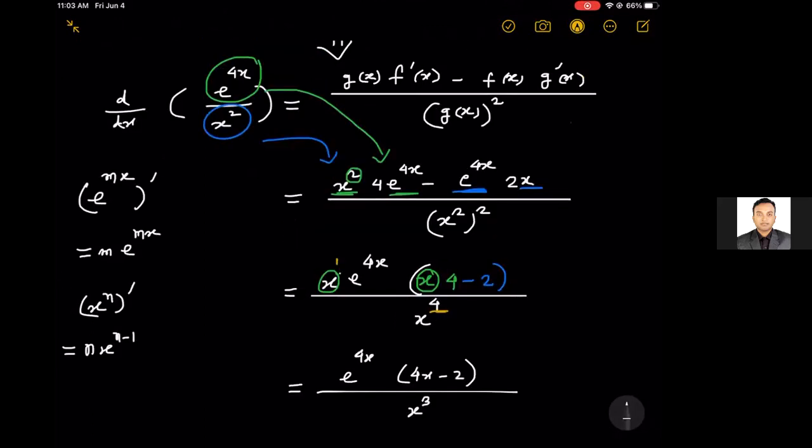I've just done some algebra here, nothing else. The calculus part was done here. Any question from this? Any question you want me to answer? You want me to re-explain anything?